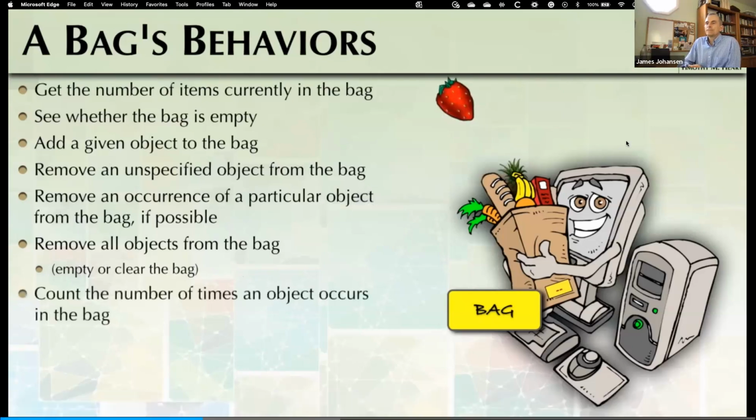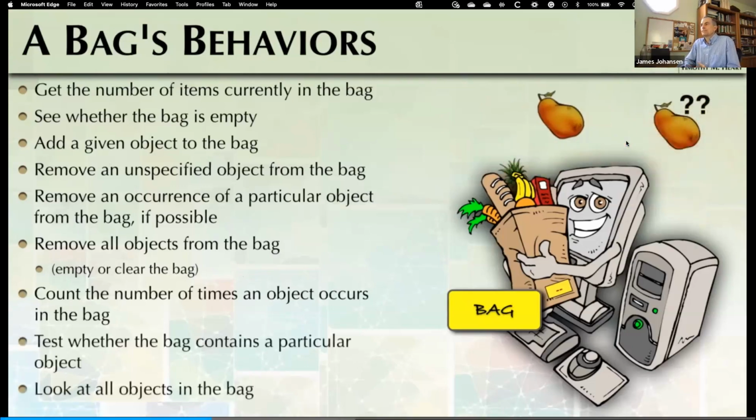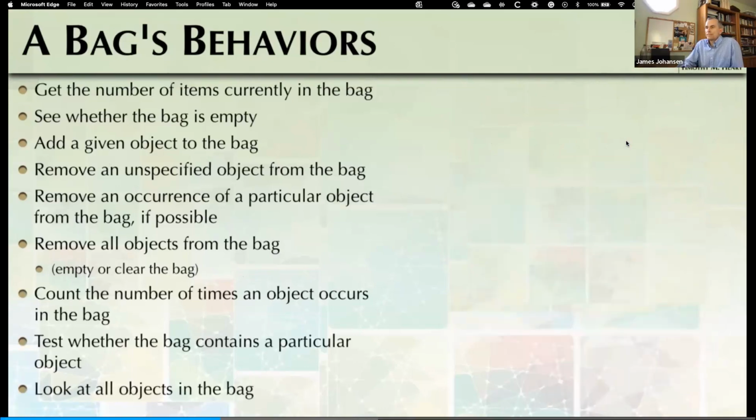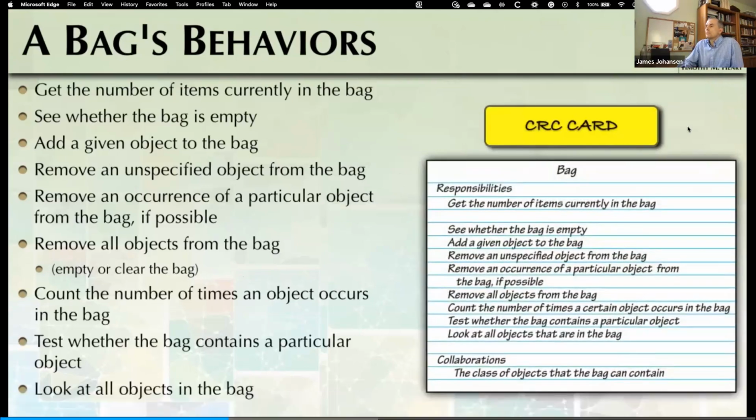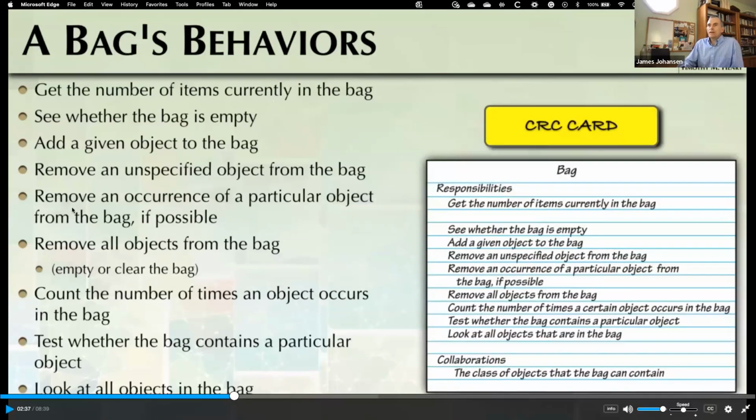We need to count the number of times an object occurs in the bag, and we need to test whether the bag contains a particular object. And finally, we need to be able to look at all the objects in the bag. We can take these behaviors and write them on a class responsibility collaboration, or CRC card. So here we have it in English, the way that we are most familiar with, but we need to translate this into code. This is an intermediary step that you could use, what they're calling the CRC. This is getting into short statements, not quite what you're going to use as a name for a method, but we're moving in that direction.